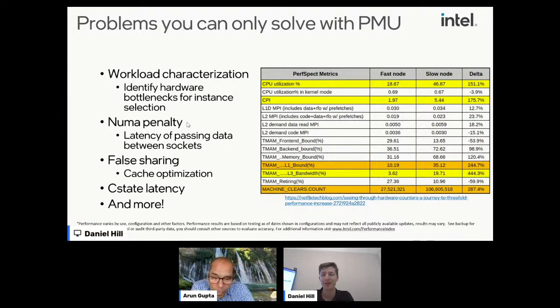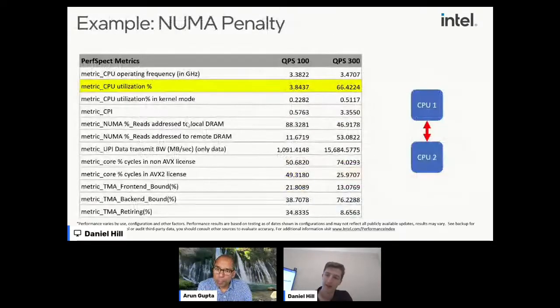Yeah. Before, a lot of times people would guess, and it's not a bad approach to guess. You just try a whole bunch of different instances and see which one works best. But this time, you actually have the numbers to know. You know what you're bottlenecked by, what's holding you back, and what would best fit for you. Got it. So what is this NUMA penalty?